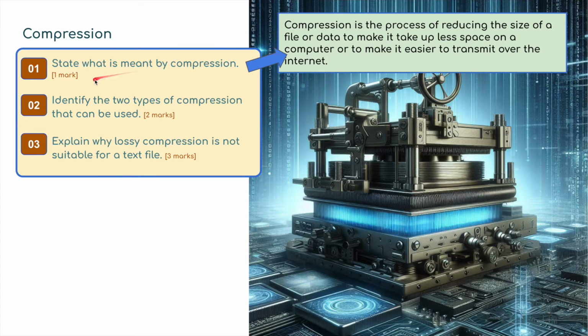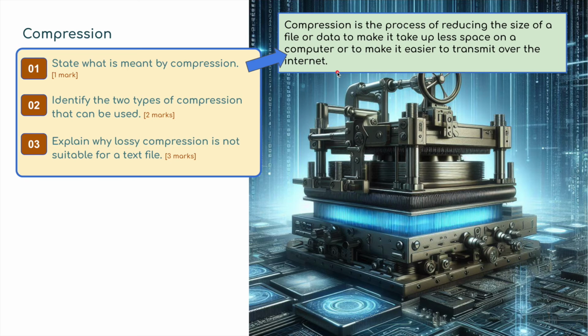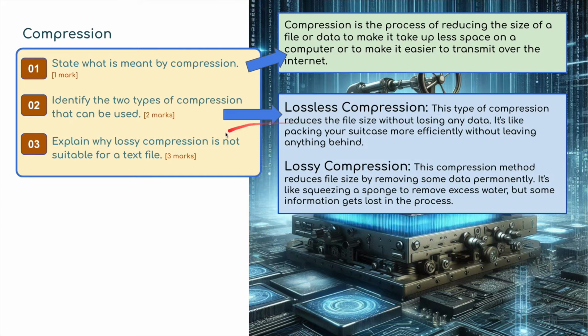Number 1, for 1 mark. Compression is the process of reducing the size of a file or data to make it take up less space on a computer, or to make it easier to transmit over the internet. It will be quicker to send a file if it's smaller, generally speaking. The 2 different types of compression are lossless compression and lossy compression.